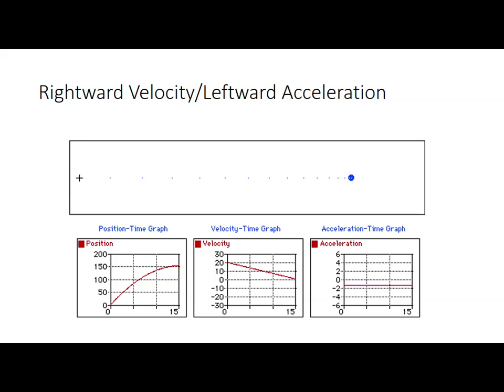Rightward velocity, but leftward acceleration, meaning the object is slowing down. On this one, I have a positive slope. It's still going up, still going positively, but it's a negative acceleration because we're slowing down. Positive v, negative a. That would mean on my velocity time graph, I stay in the positive range. I'm moving in a positive velocity, but it's a negative acceleration. And then on the acceleration time graph, it's a negative flat line.